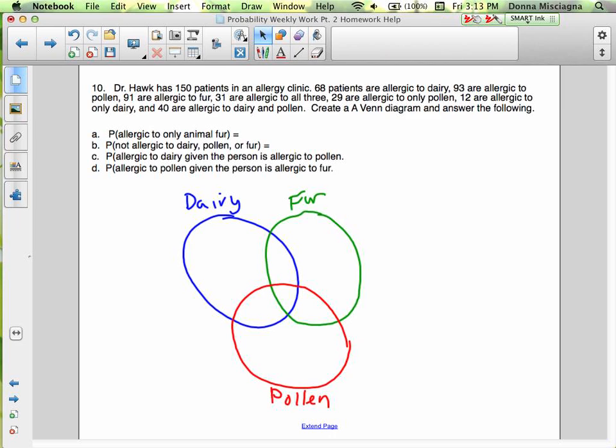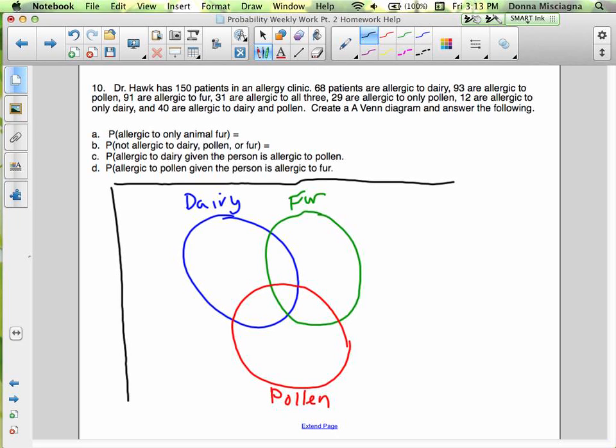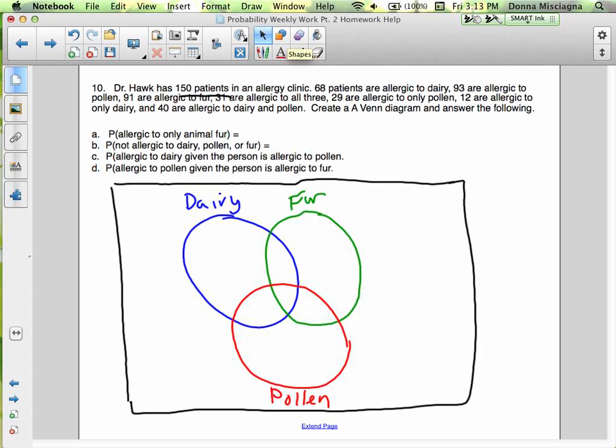And then you want to create a box, because you can have some people that have allergies, but it's just not to these three things. So there may be more people than are in these circles, and they would go outside the circles if they don't fit any of these categories. We know how many total there has to be because there are 150 patients in the allergy clinic.